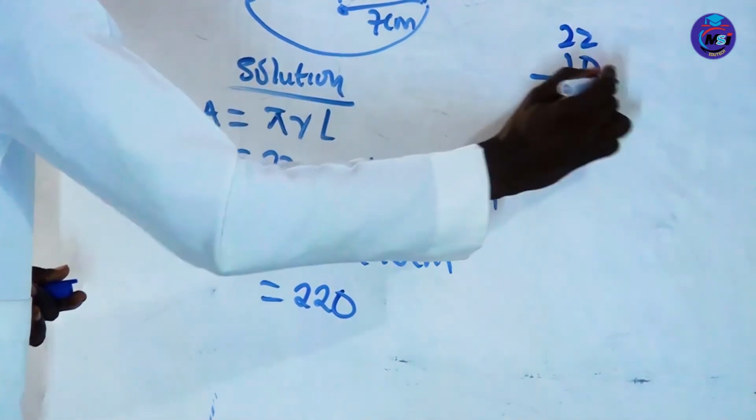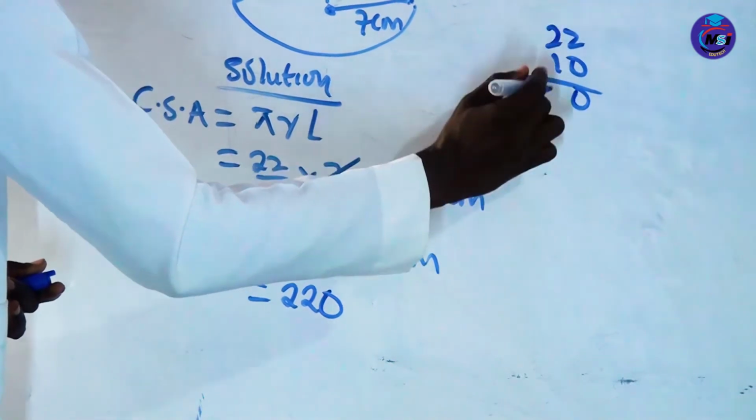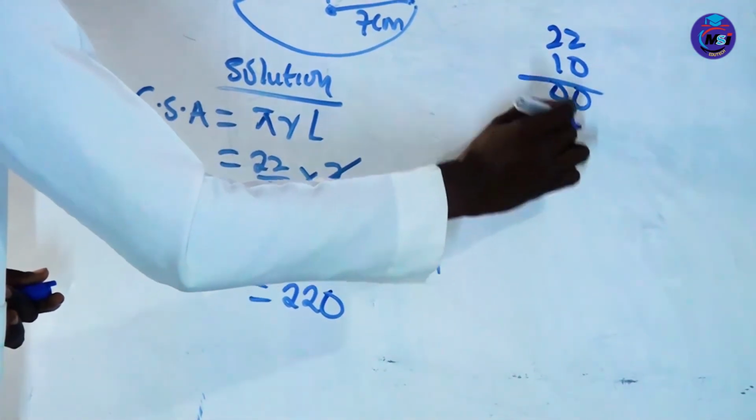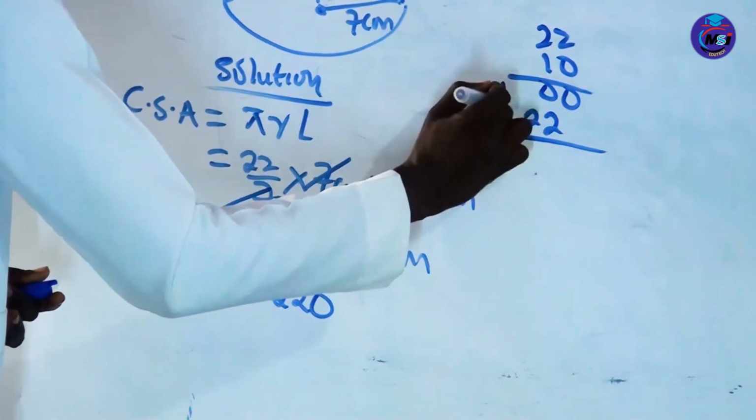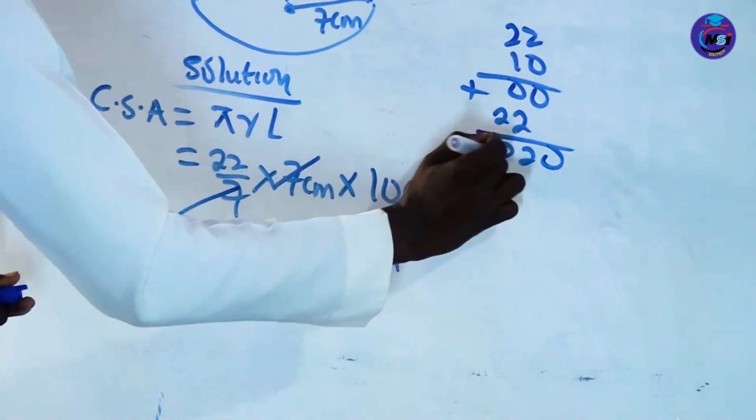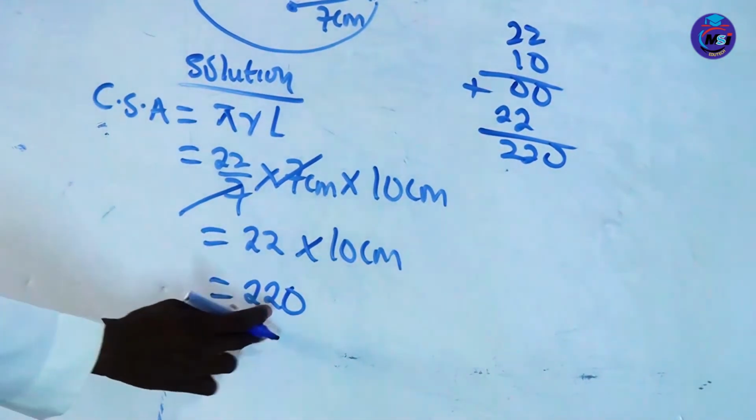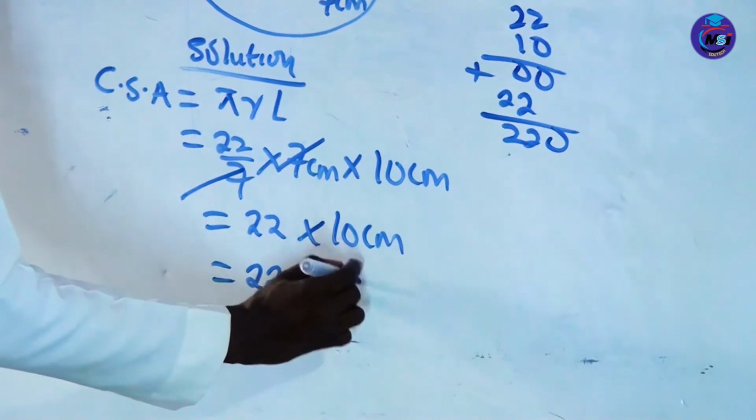22 times 10. 0 times 2 is 0. 1 times 2, 2. So you add it, is 0, 2, 2. So that's how we get 220 here. So your unit will be centimeter square.